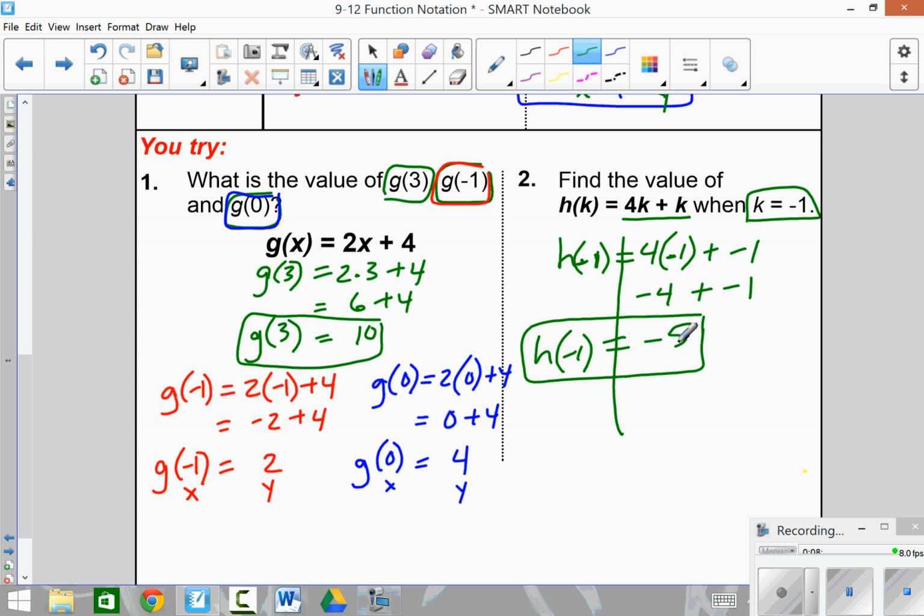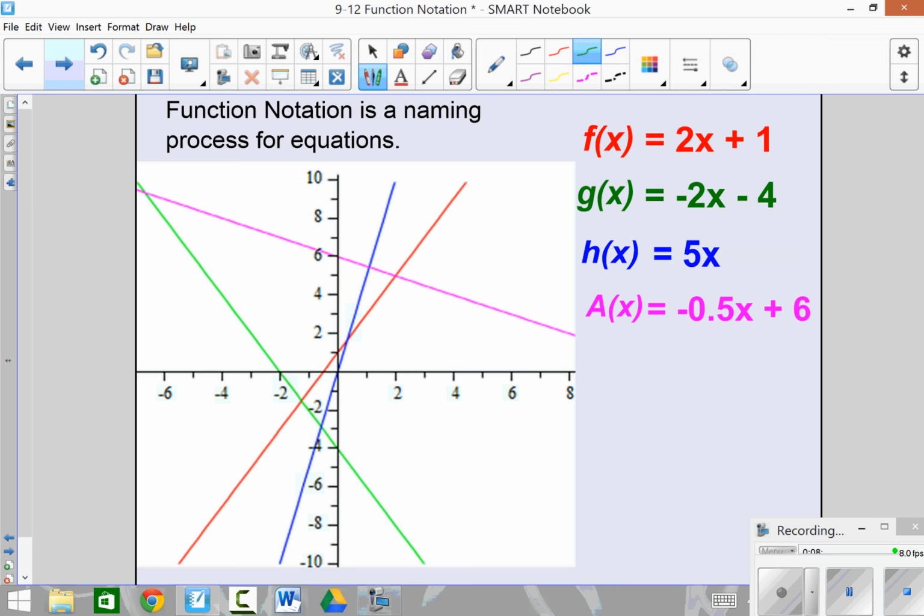All right, make sure you're pausing and asking for clarification, or you need to rewind and listen to that again before we move on. Please do so. Otherwise, let's go ahead and move on to the next page.